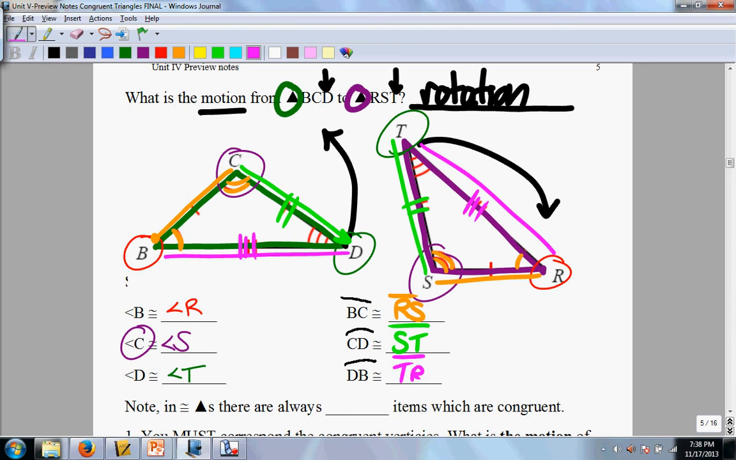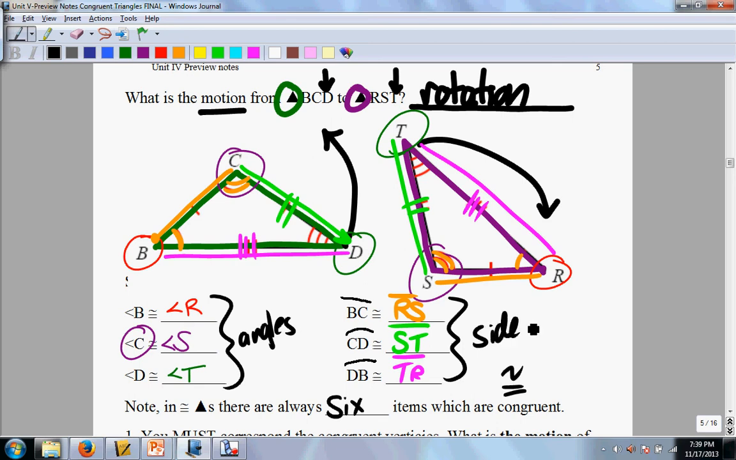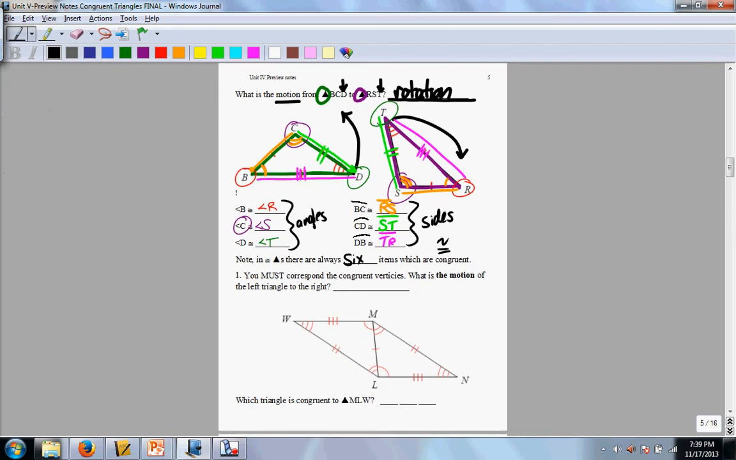So when you take a triangle and you put it through the motions, either translation, rotation, reflection, you end up with 6 pairs of items which are congruent. We have 3 pairs of angles, and we have 3 pairs of congruent sides. 3 pairs, and 3 pairs, a total of 6. So you must correspond the congruent vertices.